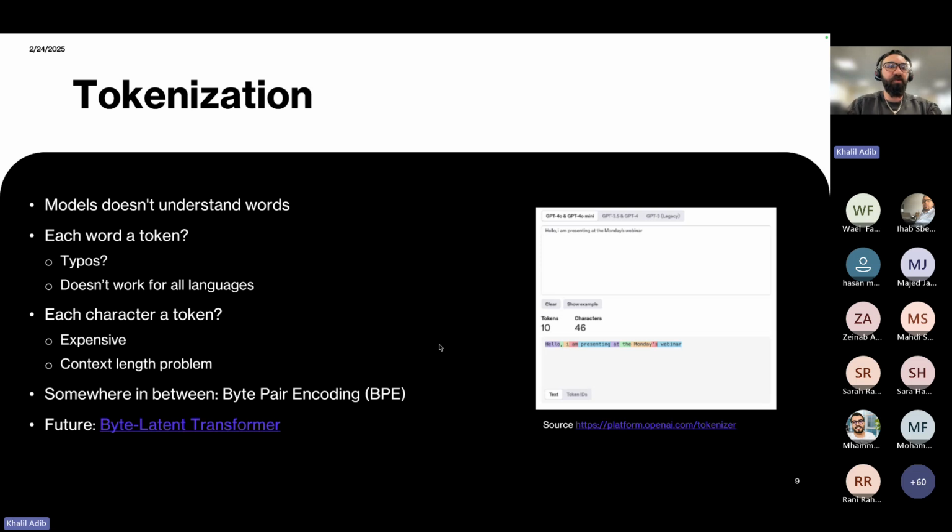Now, for future work, I would highly suggest reading this paper. It's called Byte Latent Transformer, where Meta came up with a new approach to eliminate the tokenizer altogether, and used something called the latent space to try to actually understand the inputs. Dr. Rehab, you have a question?